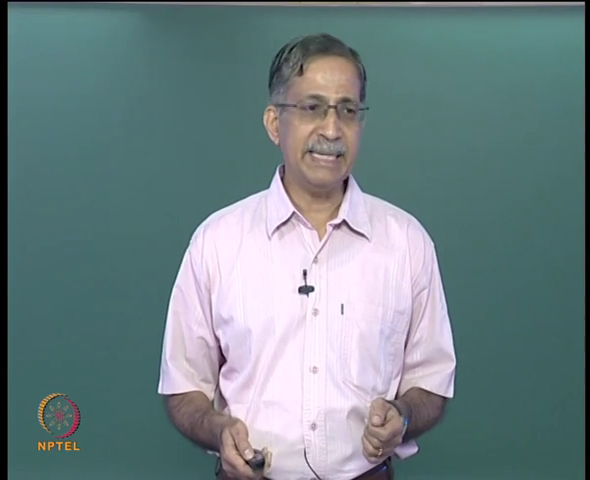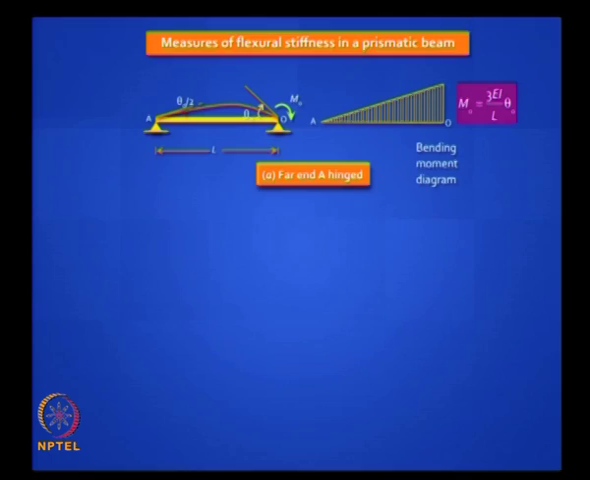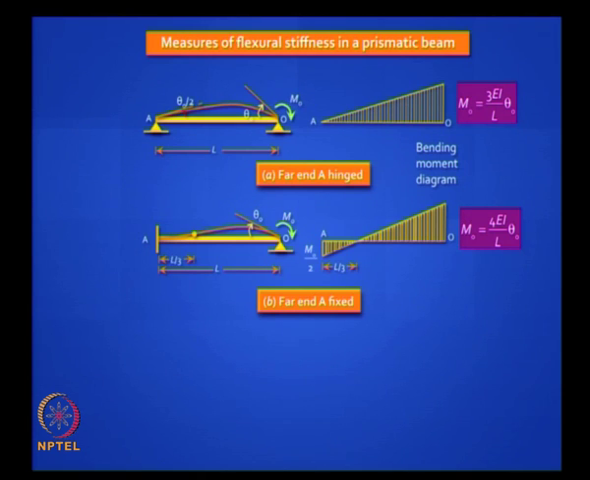Here the far end is hinged. This is the bending moment diagram. This is what we derived. Let us say that the other end A is fixed against rotation. I am not going into the proof, you should know this easily. It is going to be more difficult to rotate if the other end is fixed, and you can prove that the stiffness goes from 3 EI by L to 4 EI by L, right.